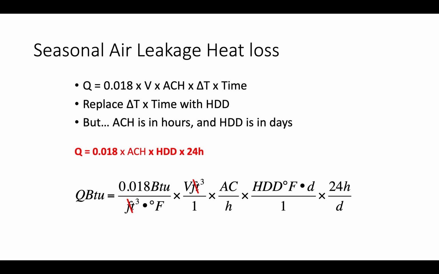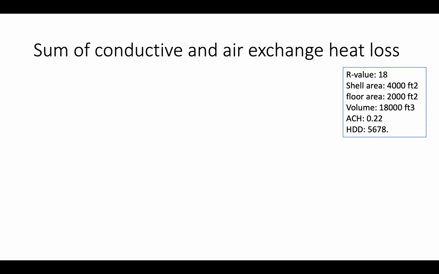So again, we're going to cancel the units that naturally cancel, including the hours and the days for heating degree days. Now our simplified equation is that the seasonal air leakage heat loss is going to be 0.018 times the air changes per hour times the heating degree days times 24 hours. So now we can run this equation. I've put off on the side the R value, the given information, the shell area, the floor area, the volume, air changes per hour, and heating degree days.